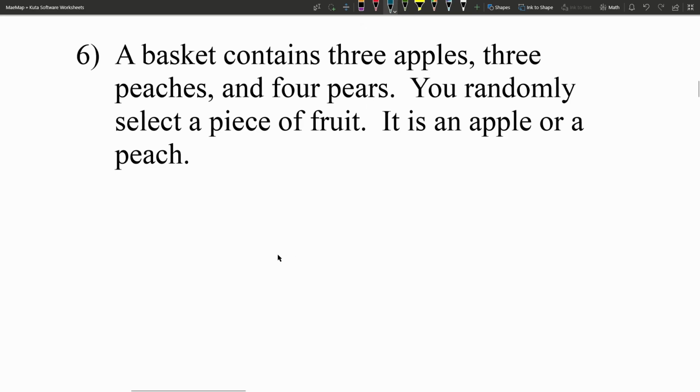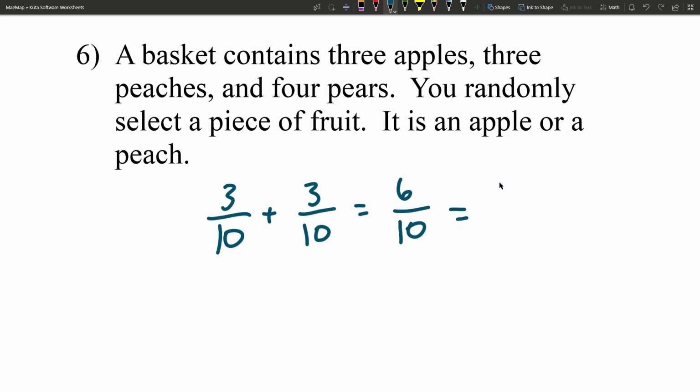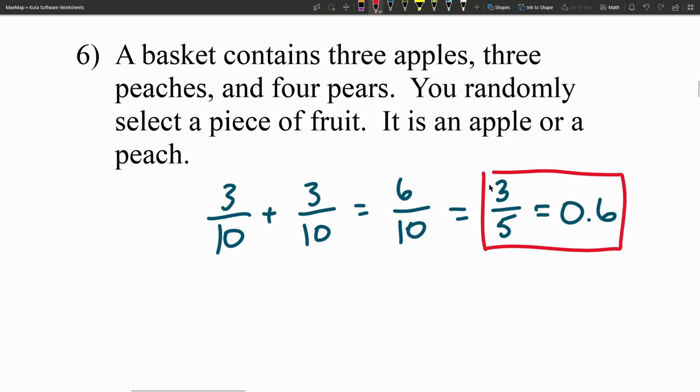So the probability of A or B, that union, is equal to the probability of A plus the probability of B. So if there's 3 apples out of our total, 3 plus 3 plus 4, which is 10, we have 3/10 of a chance of choosing an apple, plus also 3/10 of a chance of choosing a peach. 3 plus 3 is 6 over 10. Dividing each of these by 2, simplifying down, we get 3/5. And 3/5 is equal to 0.6. Let's move on to number 7.